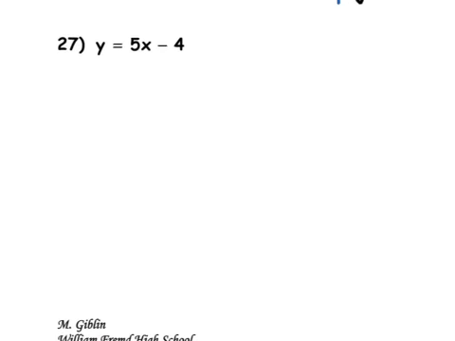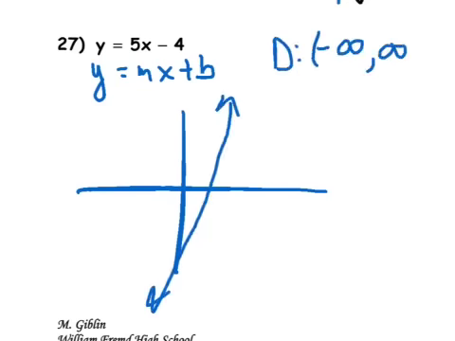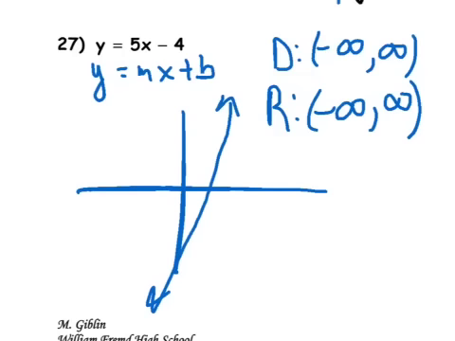And then finally for number 27, that's the equation for a line. It's y equals mx plus b. If you ever see anything in y equals mx plus b form, if you ever see the equation for a line, the domain is negative infinity to infinity, just like everything else except for square root equations. And the range is also negative infinity to infinity.